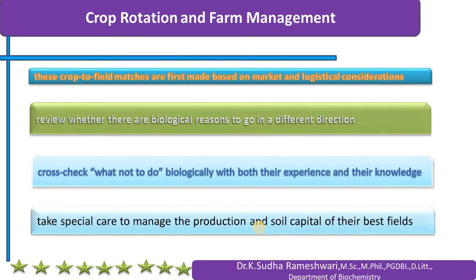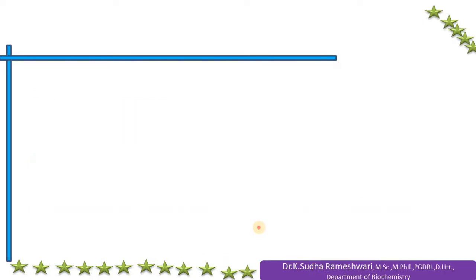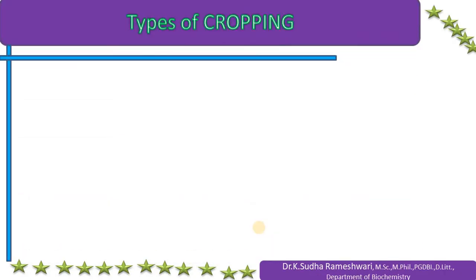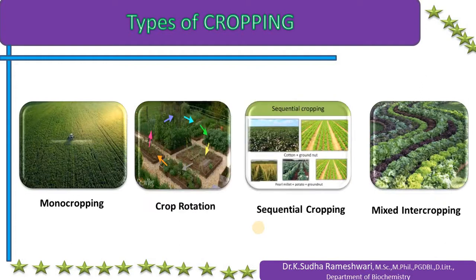So that's all about crop rotation and farm management. Next we see about the types of cropping. There are four types: monocropping, crop rotation, sequential cropping and mixed intercropping. First we see about monocropping.